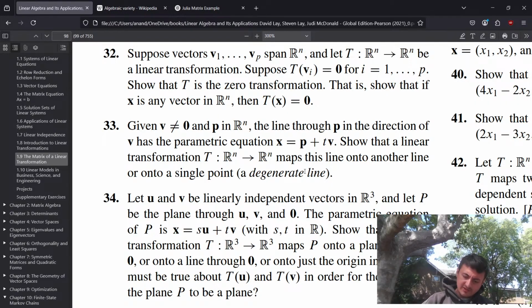So, I mean, the obvious thing to do is we have x is equal to p plus tv, where t is in R. So now we're going to just take big T of x, which is going to be equal to T of p plus tv. And then we can just apply linearity. So we get T of p plus little t times T of v.